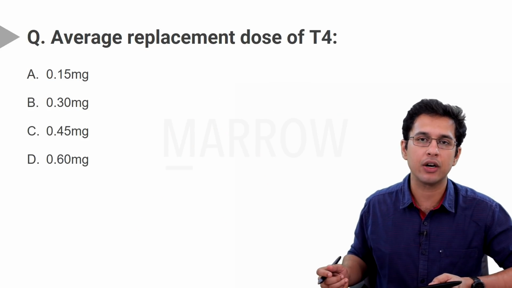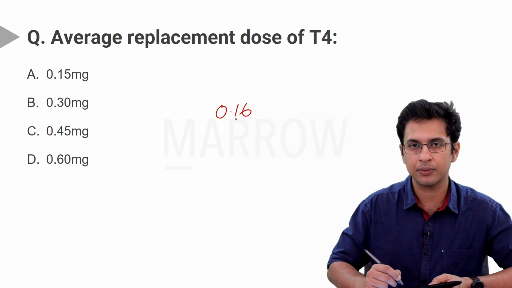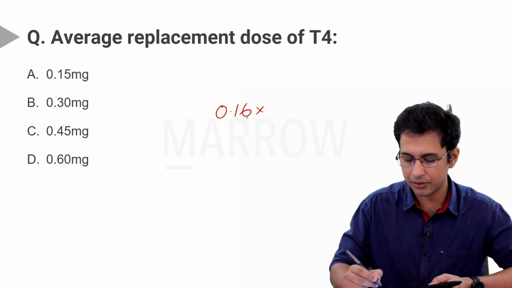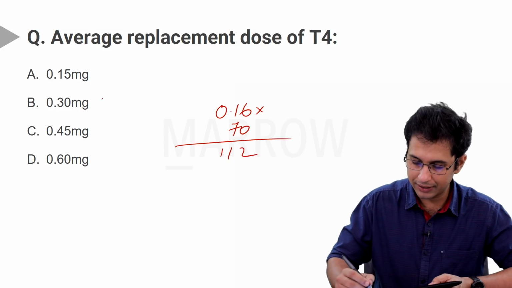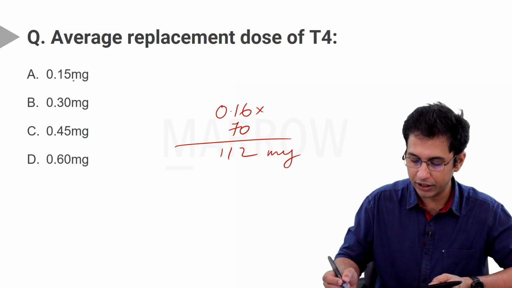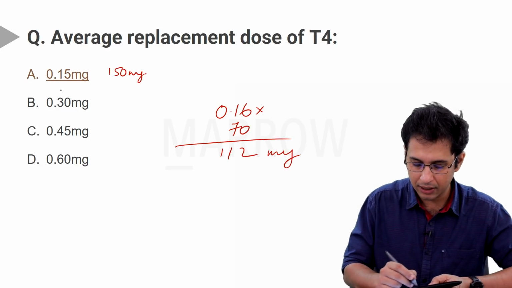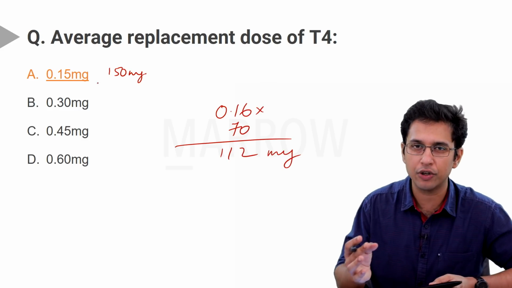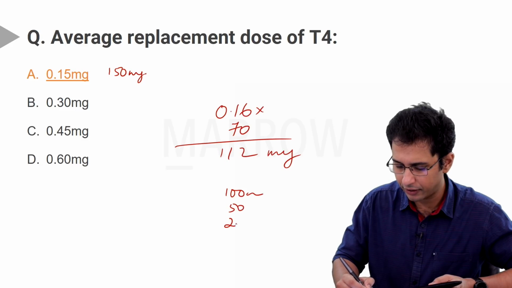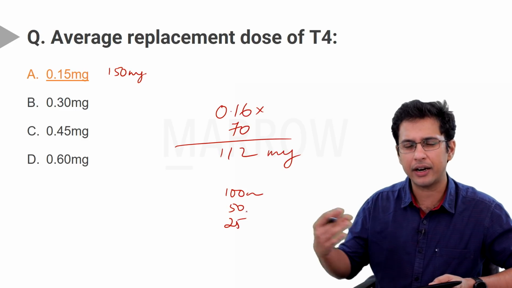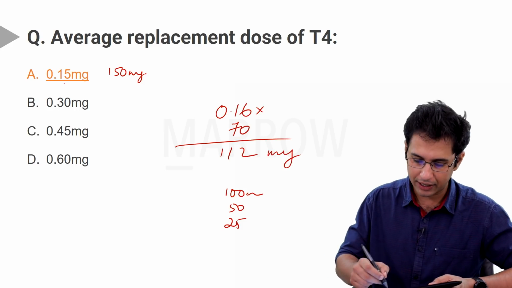Average replacement dose of T4. What did I tell? It's like 1.6 mcg per kg, right? 1.6 times average weight of 70 comes to 112, right? This is in mcg. If you are putting it in mg, 0.15 is closest. It's 150 mcg, right? 150 is close. Usually levothyroxine tablets are available in 100 mcg, 50, 25. You start with 50 to 100, then titrate up or down. So the average replacement dose is 0.15 as per this option, analyzing these options.